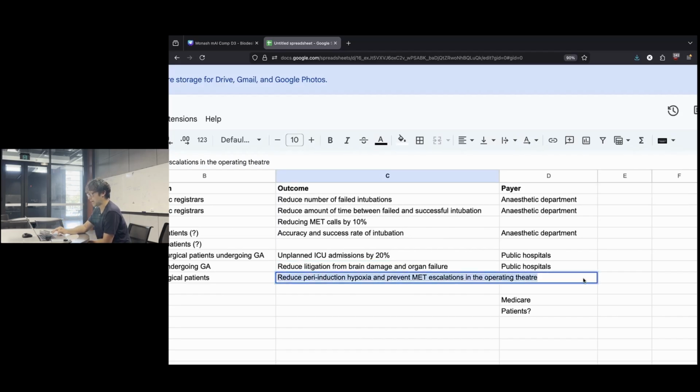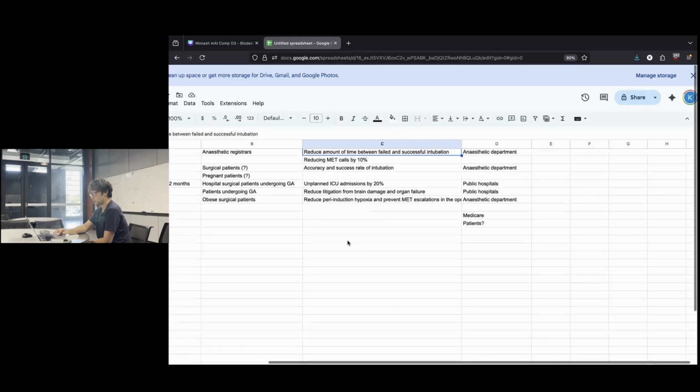Again, with this one here, we have two: reduce peri-induction hypoxia and prevent MET escalations. Biodesign teaches that you should have just one, because you need to know which one is the most important for the payer. Usually there is one that is clearly important. This one here, I would imagine, is much more important than this one, because this is really hard to measure and quantify for a hospital. While with this one, the MET call has happened and it's going to be logged, and someone is going to know exactly how many MET calls there are. That's going to be a KPI.